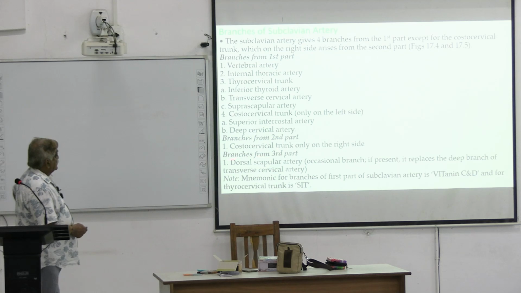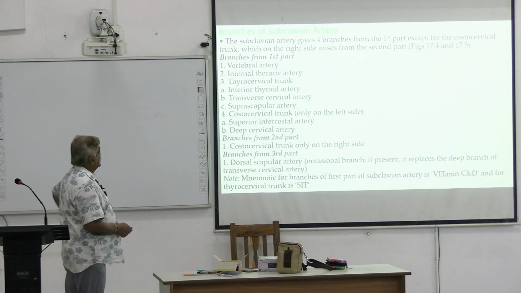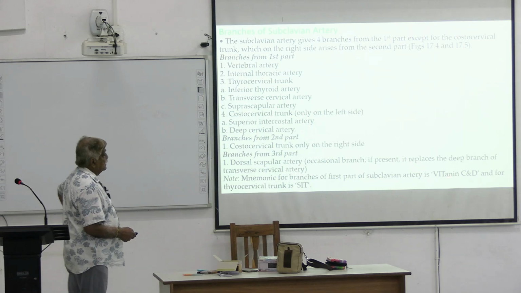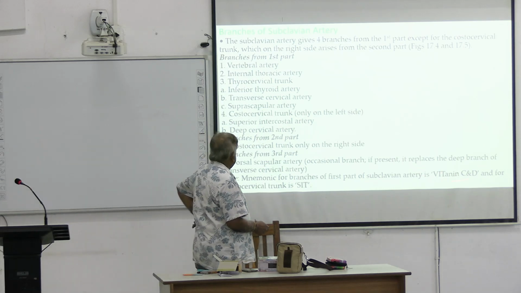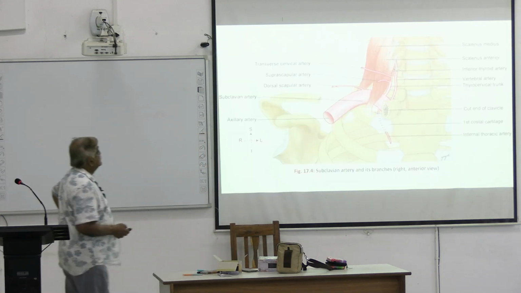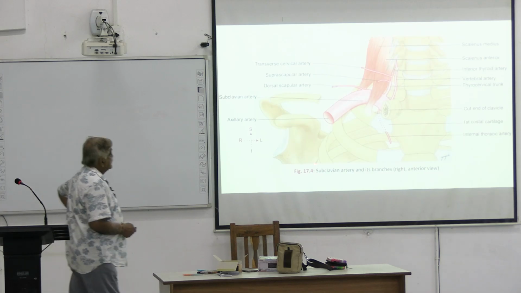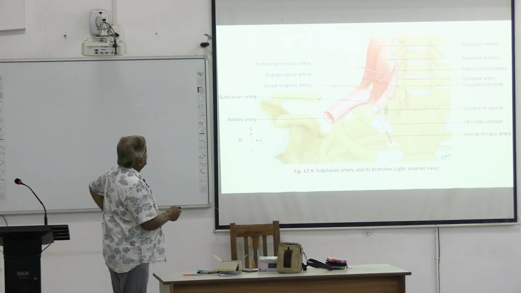Branches from the third part: dorsal scapular artery, occasionally a branch, if present, it replaces the deep branch of the transverse cervical artery. Mnemonic for branches of the first part of the subclavian artery: VITamin C and D, and for the thyrocervical trunk is SIT. Now, the subclavian artery and its branches on the right, anterior view.